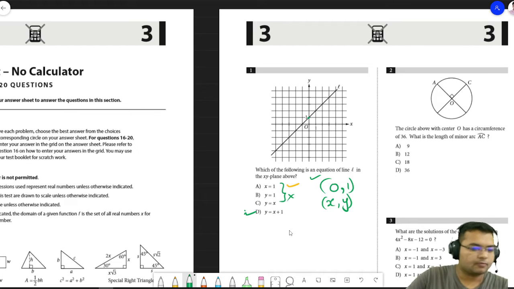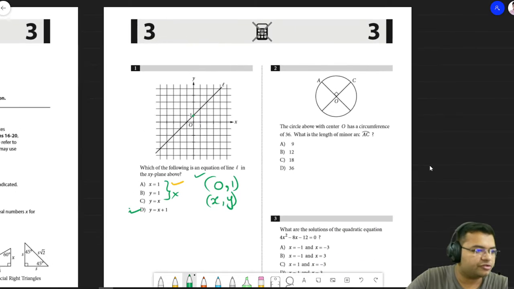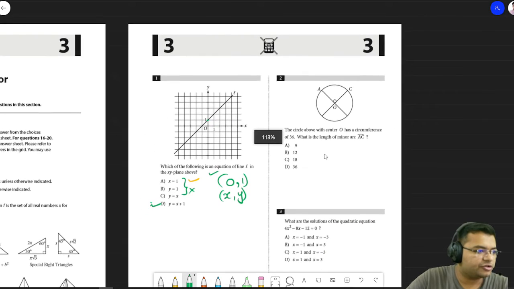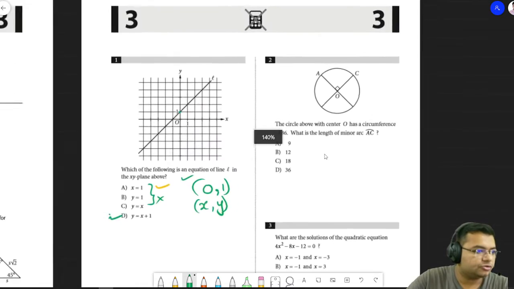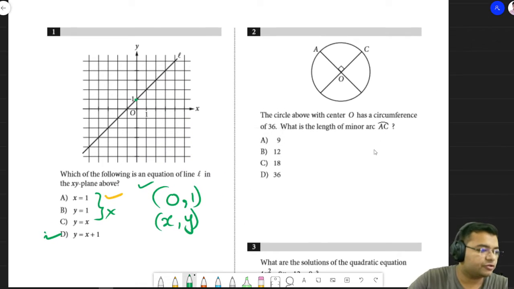Question 2. Question 2 says the circle above with center O has a circumference of 36. What is the length of minor arc AC? Okay, the circumference is 36, and what is the length of the minor arc?